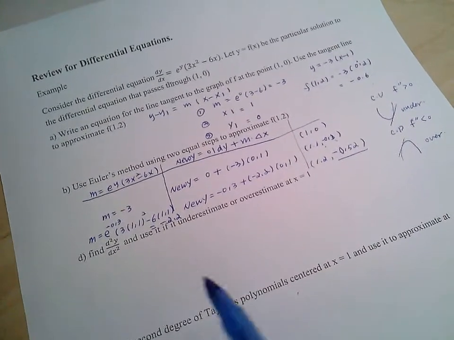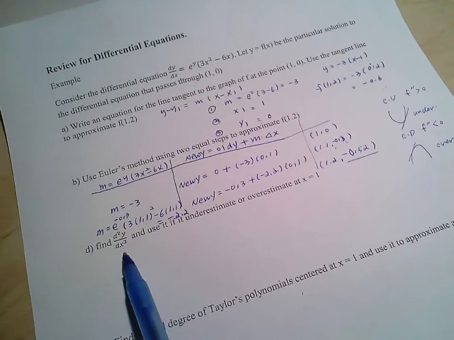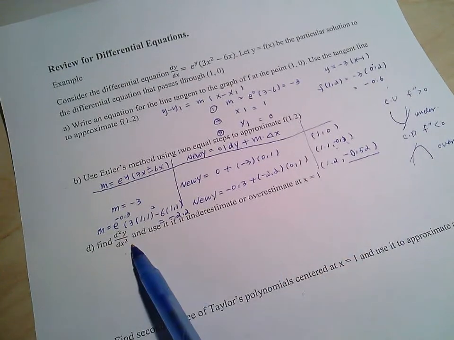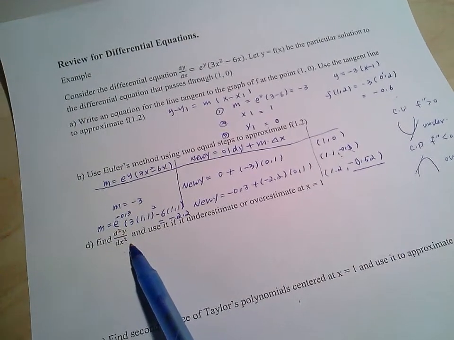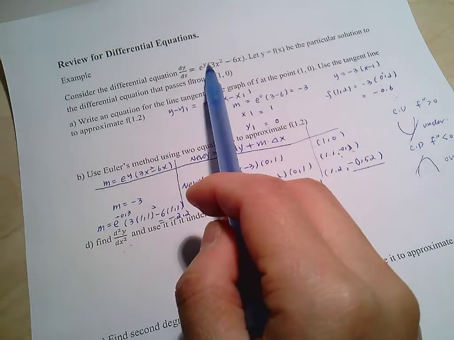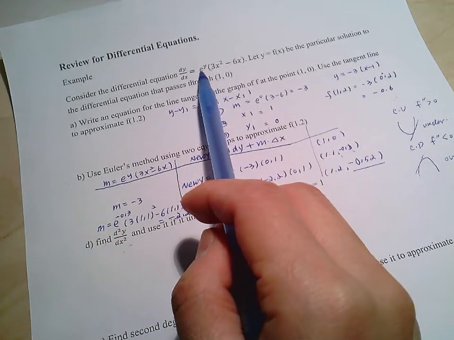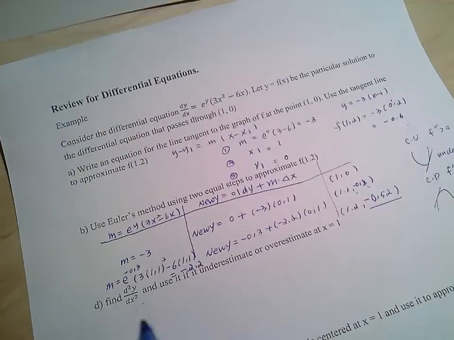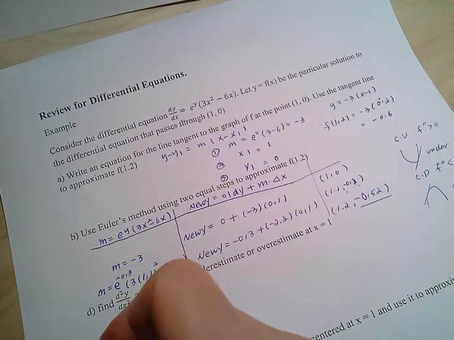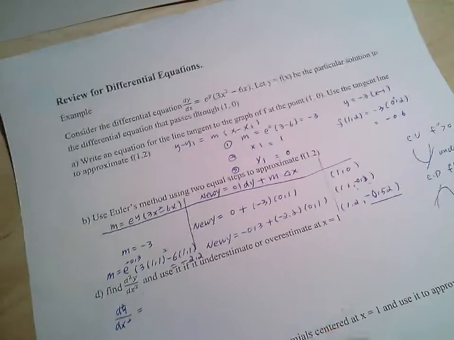So let's find out the second prime, and then we've got to plug in a 1 to see if it's concave up or concave down at x equals 1. Since this one is a product, we've got to use the product rule: first times the derivative of the second, plus the derivative of the first times the second. So now let's try. Second prime is the first.